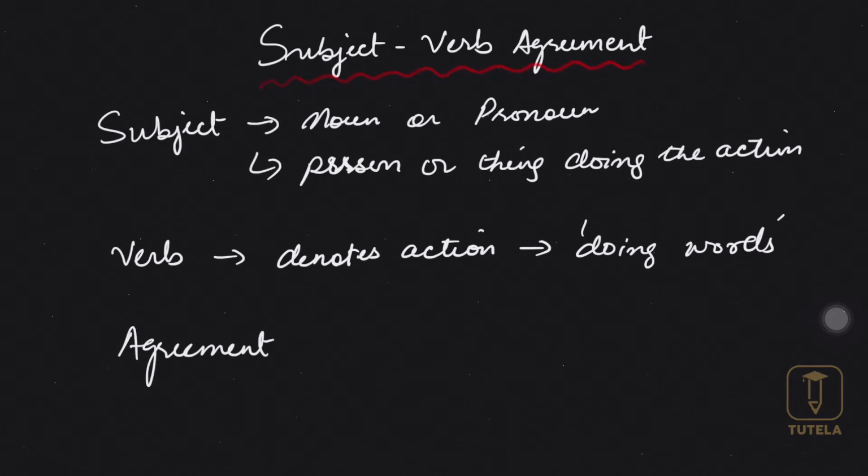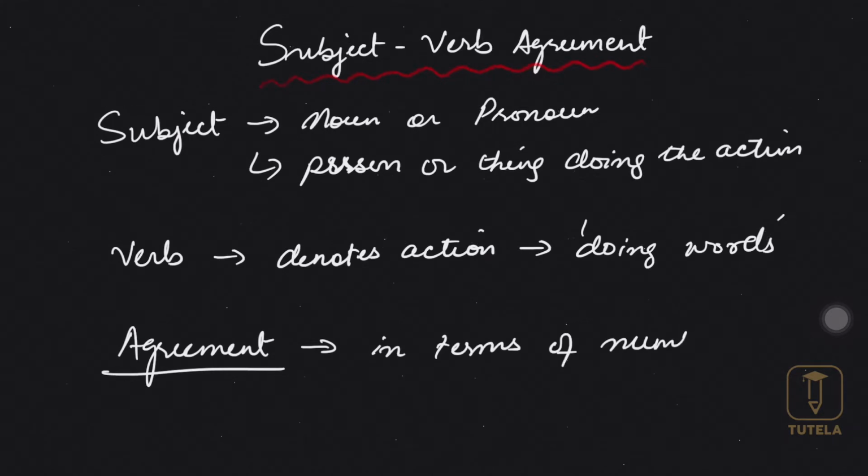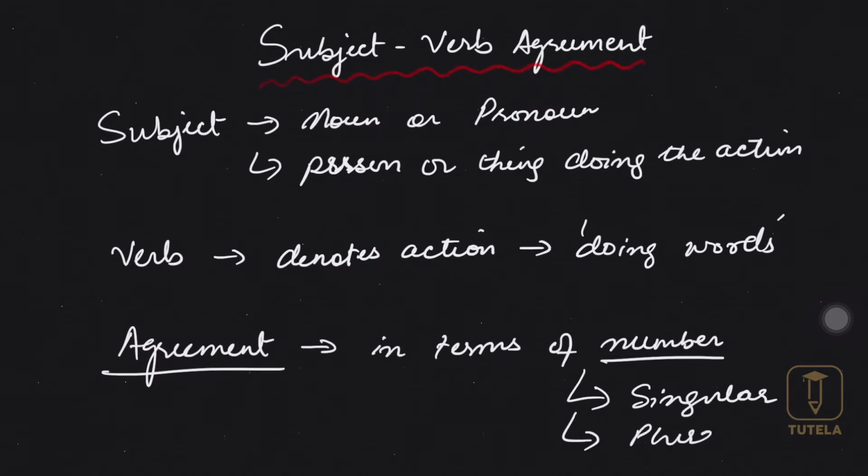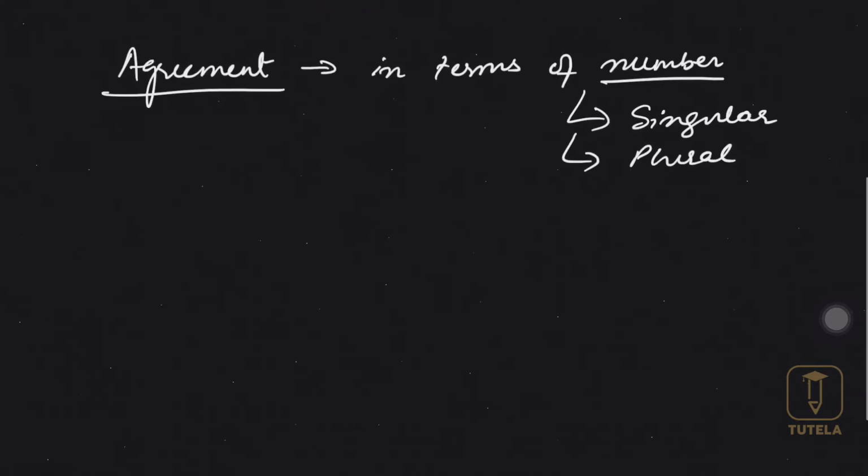Now, when we talk about agreement, agreement is in terms of number. As we know, every subject will have a number, or rather, a noun or a pronoun has number. What do you mean by number? Number is basically a singular form or the plural form. Let us take an example.